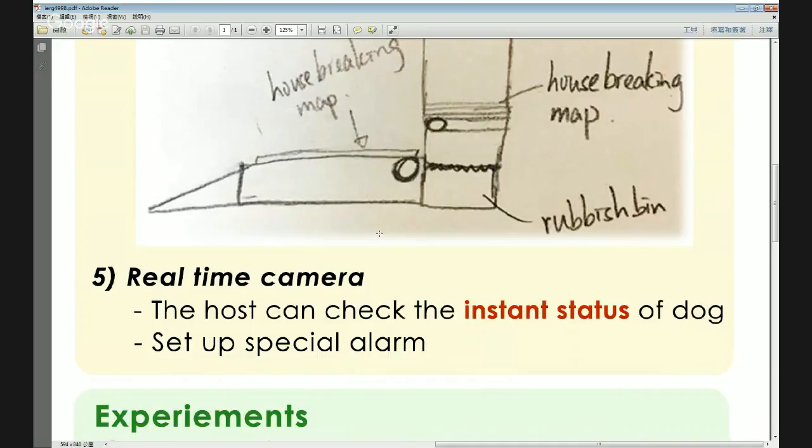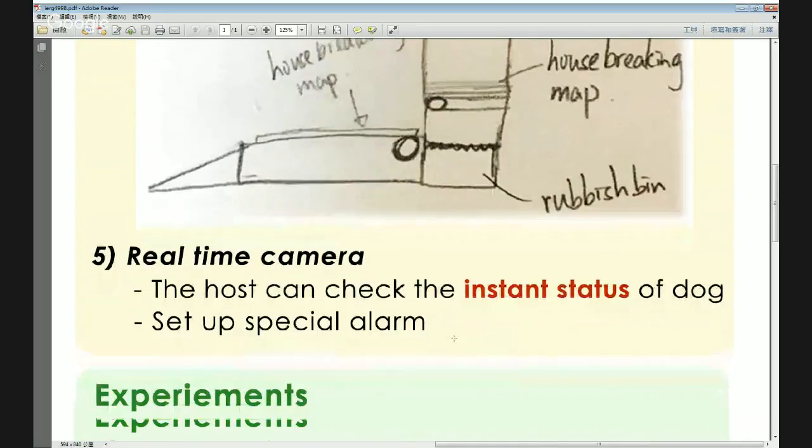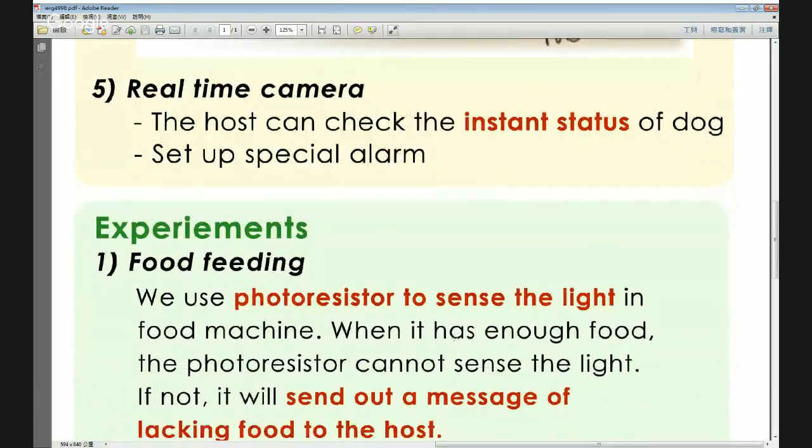In this project, we also want to develop some special alarms for the dog owner. For example, when the dog keeps barking in the home, we will send out a message to the owner, like "Your dog is barking non-stop now." Or when a high volume of noise occurs, we will send out a message like "Your dog may have broken some decorations."